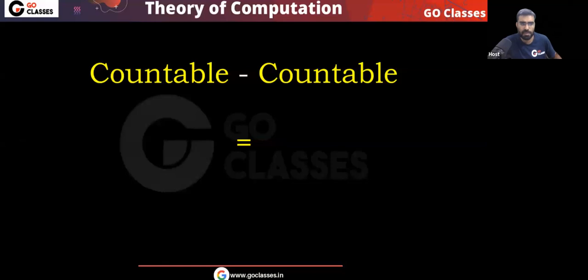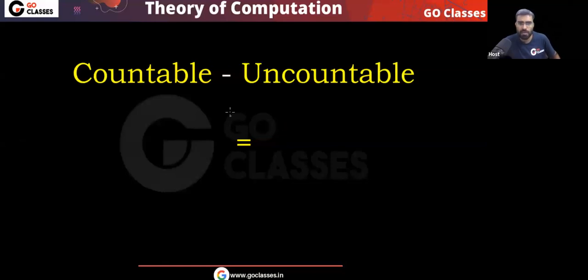Rapid fire starts again. Countable minus countable, that is countable, very good. What about countable minus uncountable? Countable minus uncountable, that will be countable. Okay, because, why?